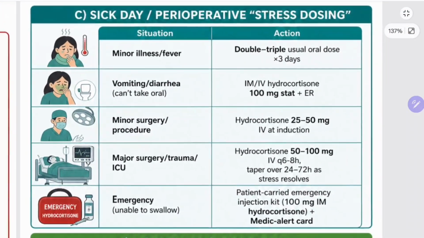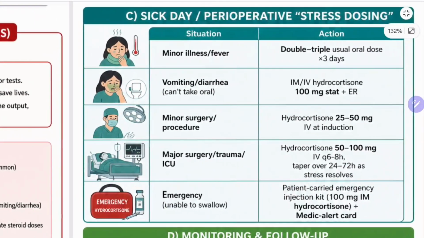Then we should have something called sick day or peri-operative stress dosing in patients with AI. That can be in the form of minor illness or fever, vomiting or diarrhea, minor surgery or procedure, major surgery, trauma or ICU, emergency. In minor illness or fever, the patient should be counseled to double or triple the usual oral dose for 2 to 3 days. In vomiting and diarrhea, give 100 mg IM or IV hydrocortisone.